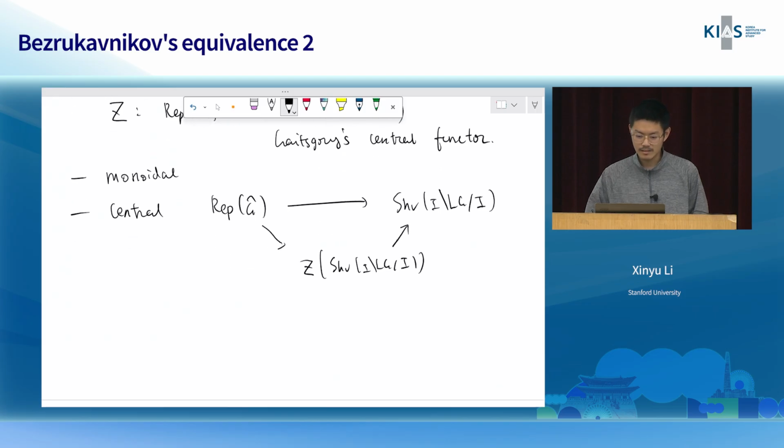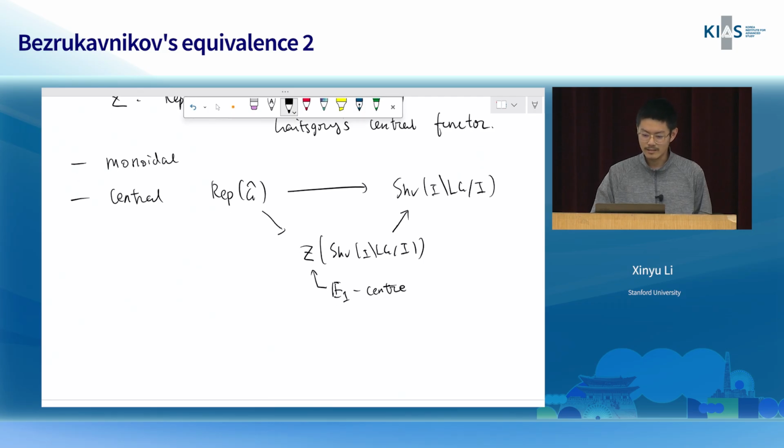So this Z is the E1 center, which is not the same as the Bernstein center used in other talks, but rather in the sense of Jacob Lurie. And the E1 center always has a natural structure of an E2 category, and this functor is actually E2. Or I should not say is E2, it has a natural E2 enhancement.